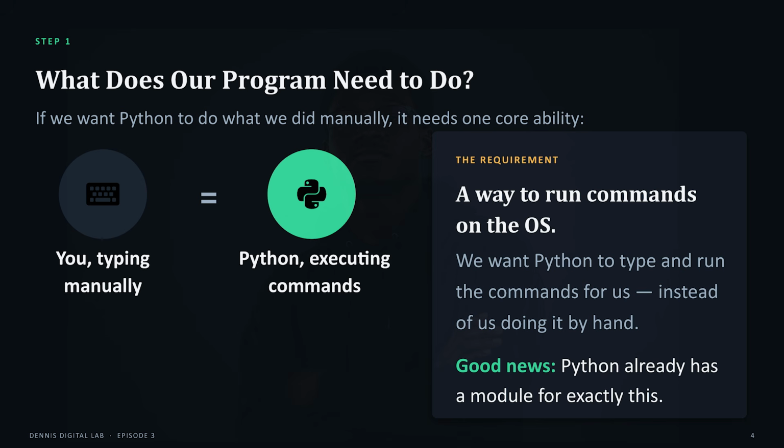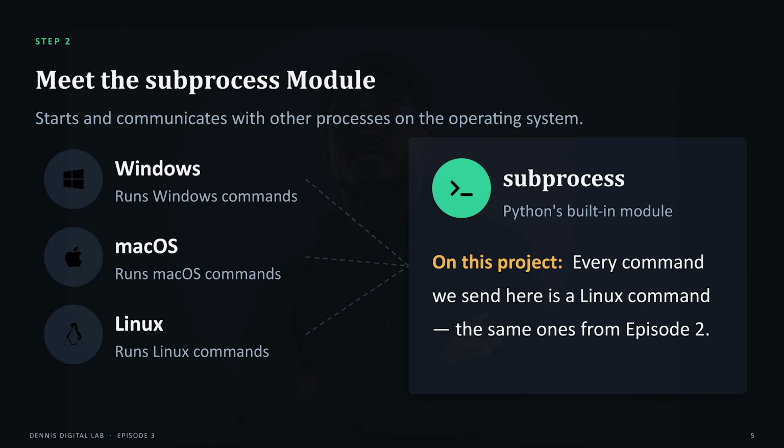Think about what you are doing right now when you are using the terminal. You type a command, you press enter, and Linux executes that command. We want Python to be able to do the same thing. So instead of us sitting at the terminal and manually typing the commands, we want our Python program to execute those commands for us. And luckily, we don't have to build that functionality ourselves. Now, if you've never worked with Python modules before, don't worry, we will take it step by step. A module is basically a collection of functionalities that we can use inside our Python program.